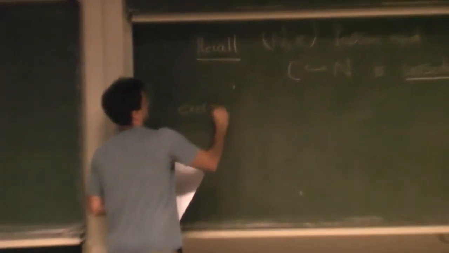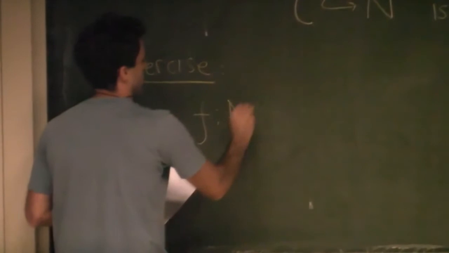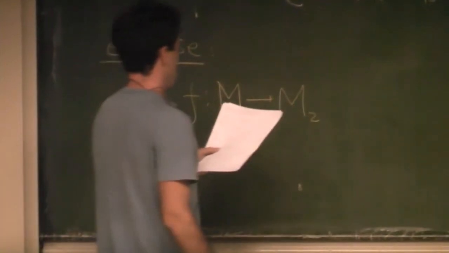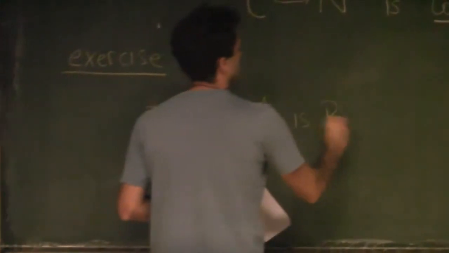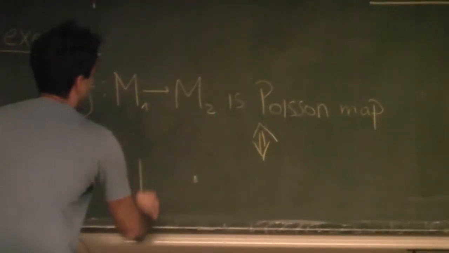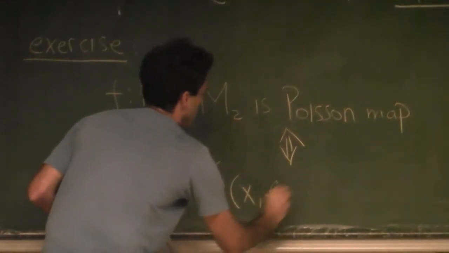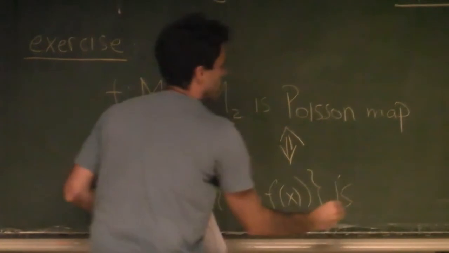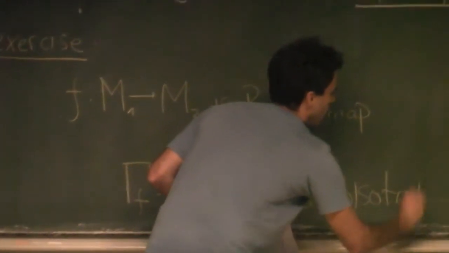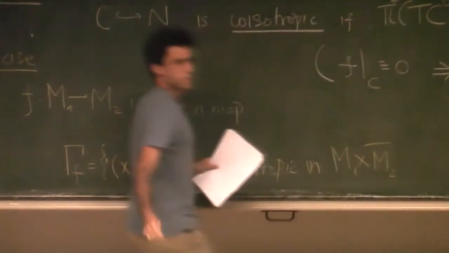And then a simple exercise that illustrates the importance of this concept in Poisson geometry is that, if F is a map between Poisson manifolds, then F is a Poisson map if and only if the graph of this map, so this is just the points of the form (x, F(x)), is coisotropic in M1 cross M2 bar, changing the sign of the second.